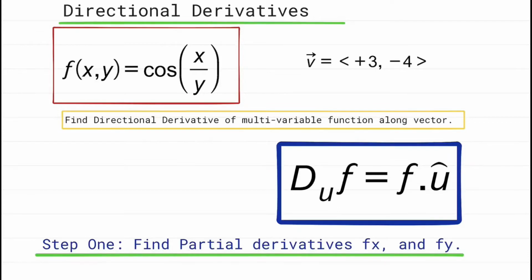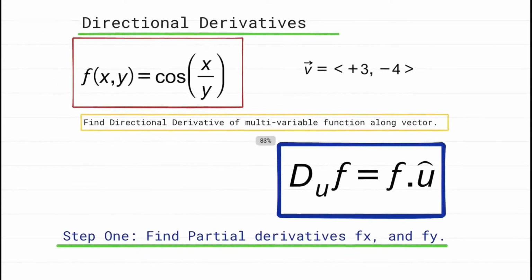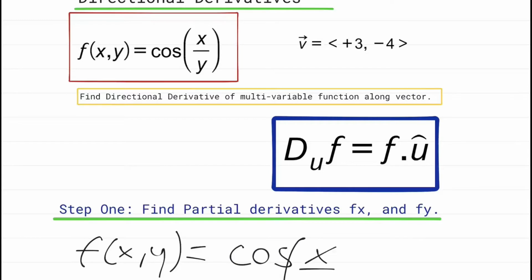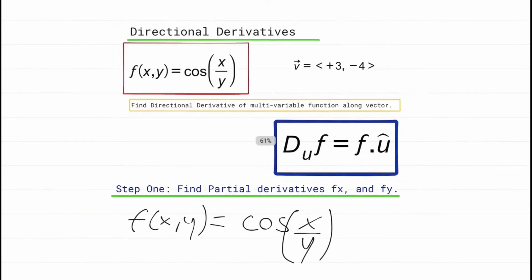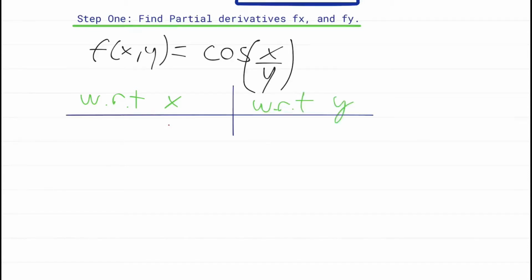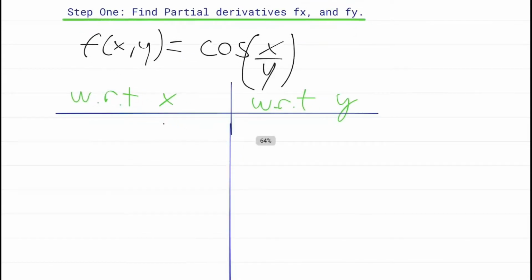So the first thing we do in step 1 is find the partial x and partial y. Our function f of x, y is equal to cosine of x over y. Now with respect to x, this derivative is going to take a lot of work, so I'm going to do this with respect to x and with respect to y, and draw a line separating the two of them.